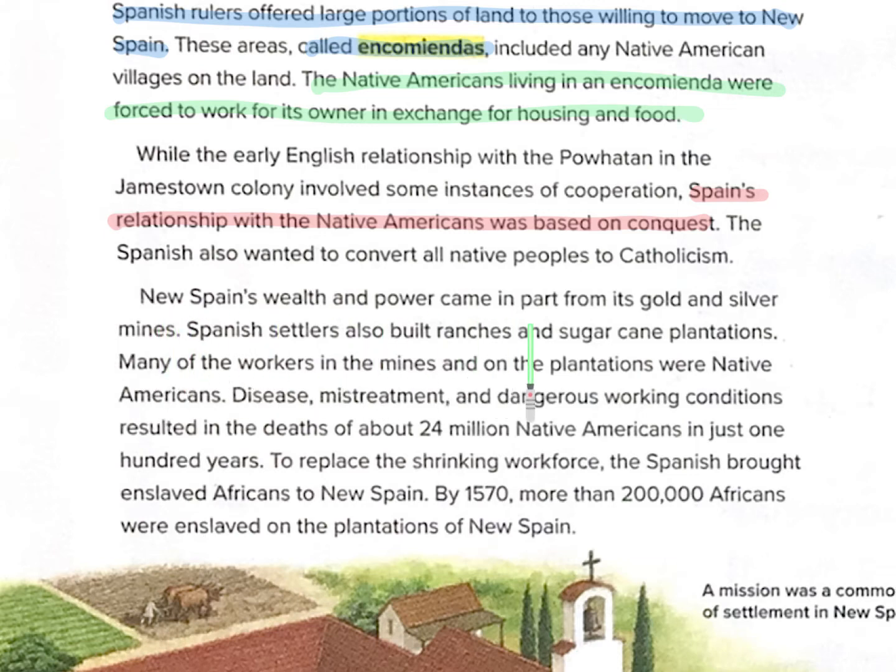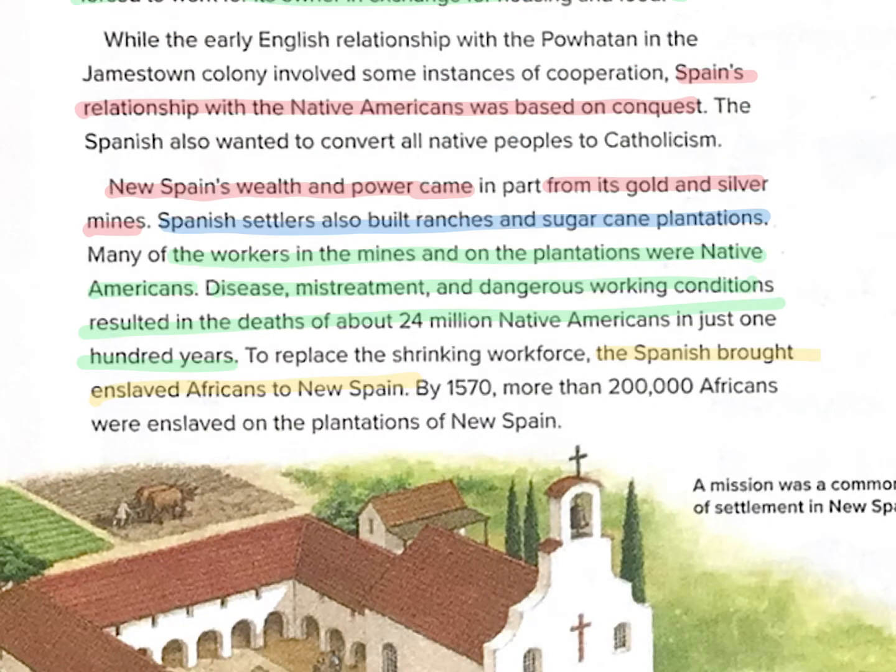New Spain's wealth and power came in part from its gold and silver mines. Spanish settlers also built ranches and sugarcane plantations. Many of the workers in the mines and on the plantations were Native Americans. Disease, mistreatment, and dangerous working conditions resulted in the deaths of about 24 million Native Americans in just 100 years. To replace the shrinking workforce, the Spanish brought enslaved Africans to New Spain. By 1570, more than 200,000 Africans were enslaved on the plantations of New Spain. So there are the notes you're going to take. Go ahead and pause the video and get those copied down and move on when you're ready to go.